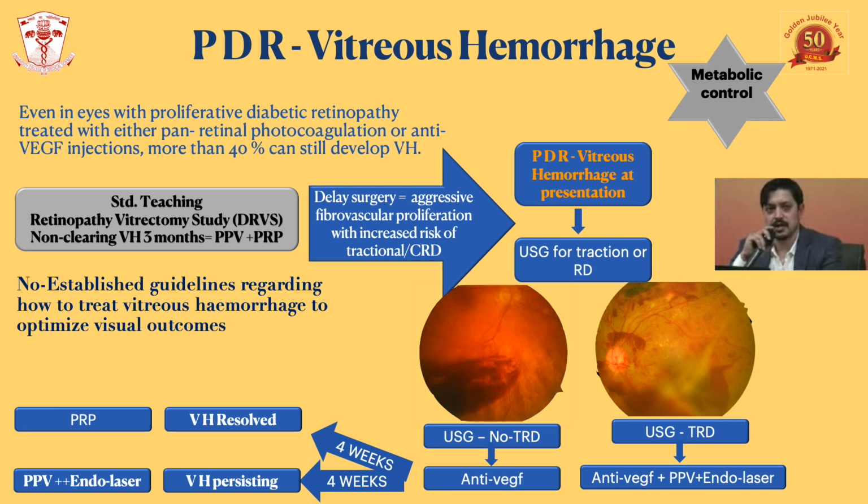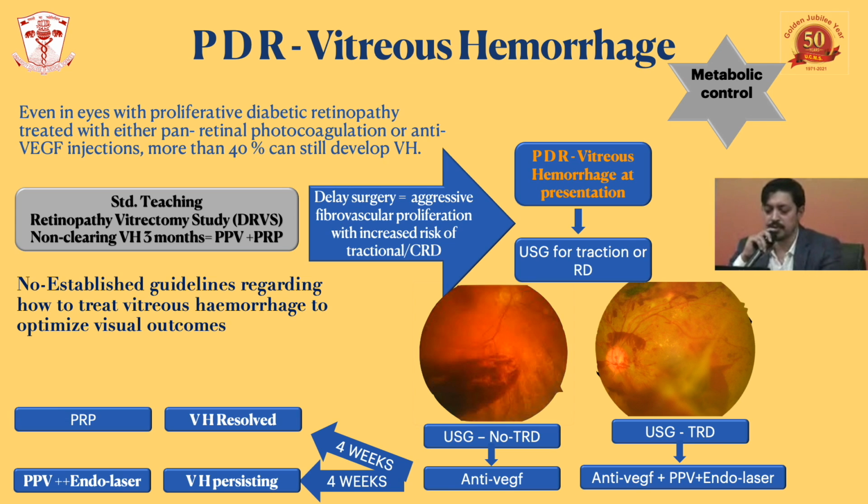Standard teaching says wait for 3 months, do a PPV, a PRP, but waiting for 3 months is not good, because if you wait for 3 months, there would still be aggressive fibrovascular proliferation in type 1 diabetes. So by the time the patient comes back to you, he already has a TRD.